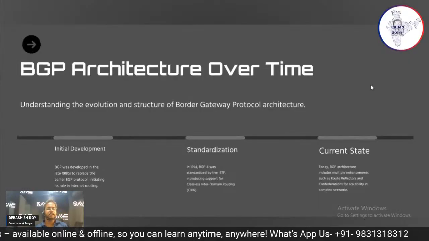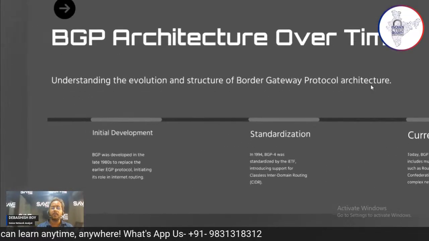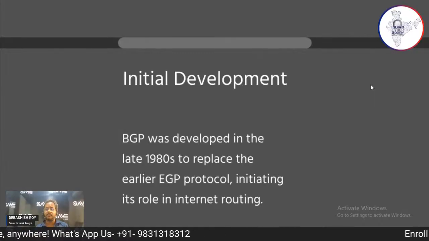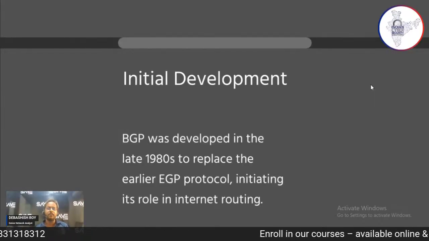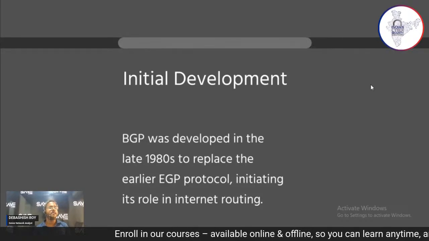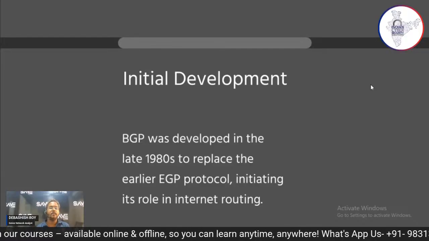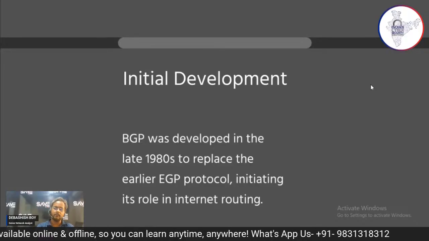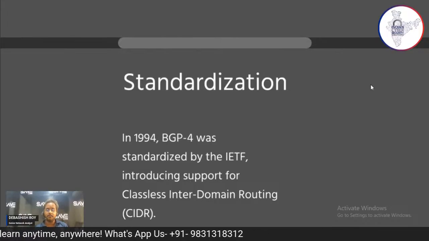Then BGP architecture over time has changed a bit. Initial development or deployment, when was it? It was in the late 1980s to replace the earlier EGP protocol, Exterior Gateway Protocol. Nowadays, we do not have the EGP anymore. Nowadays, we have BGP, initiating its role in internet routing. Then the standardization came in 1994, BGP version 4.